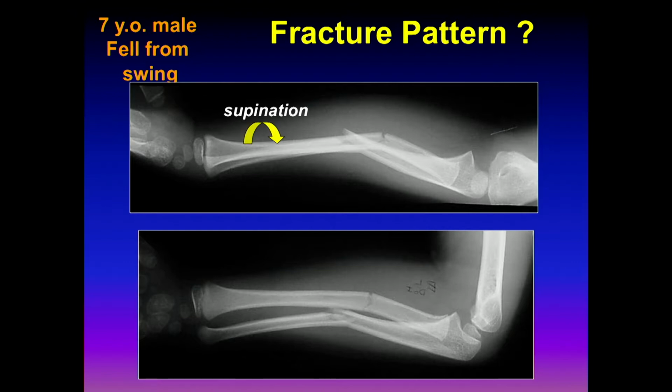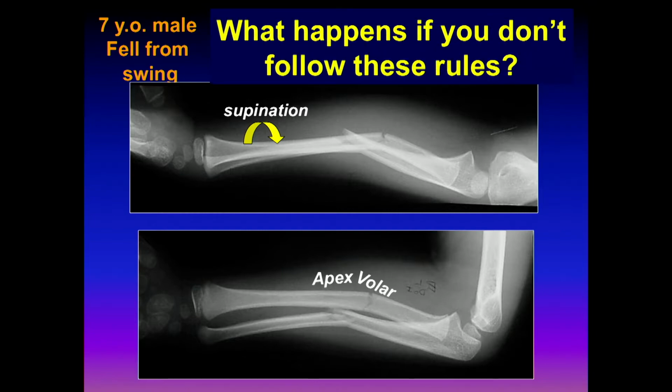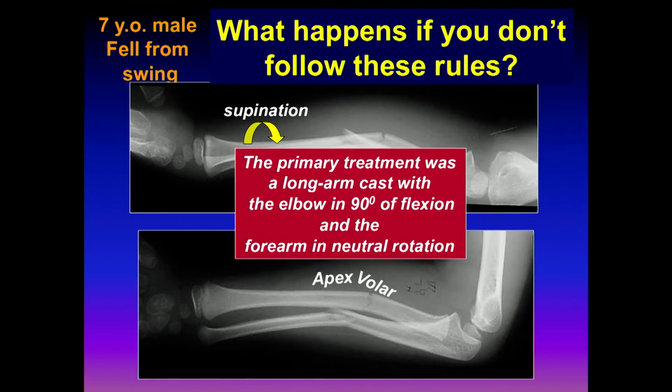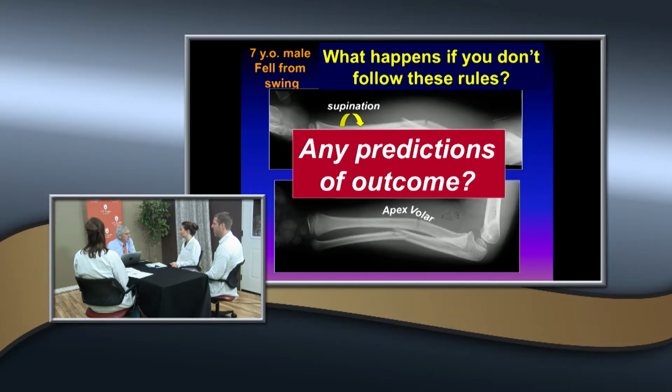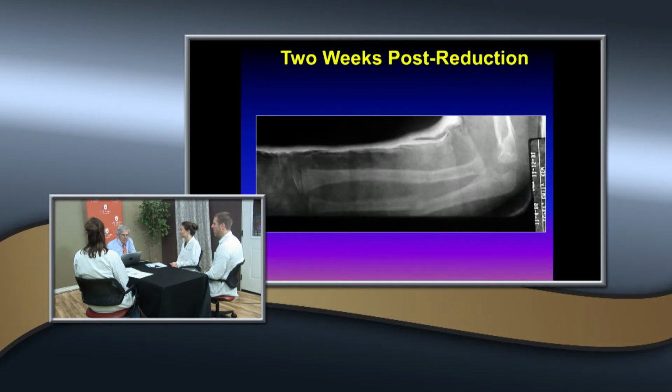And here it's supination, apex volar, and this person didn't quite follow those rules. The primary treatment was a long arm cast with the elbow in 90 degrees of flexion, but the forearm was in neutral. So, you've got to predict what may happen. It didn't heal correctly. Well, it hasn't. It came in at 2 weeks, and what's happened here?